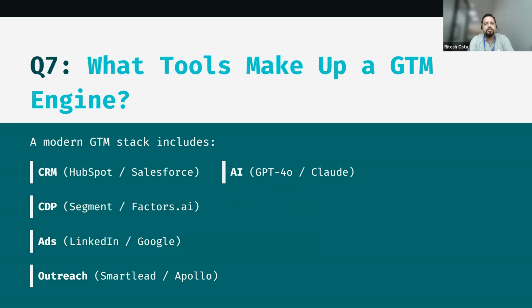What tools make up a GTM engine? Now that's an interesting question, but there is no right or wrong answer. You need to create a stack. It's very similar to how you create a mobile app stack, right? If you want to create a mobile app, you have to pick a database, a server, hosting, the front end, the back end, the design languages and the backend native languages, and so on. So you have to pick and choose. There's no right or wrong answer. Based on your use case, you need to pick and choose.